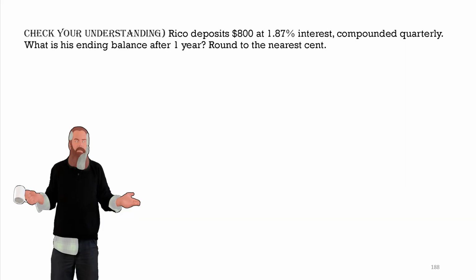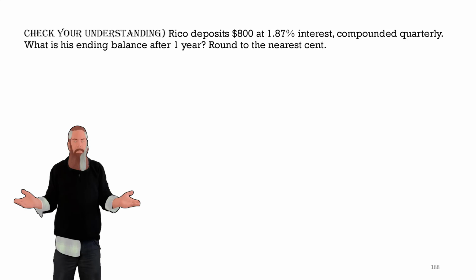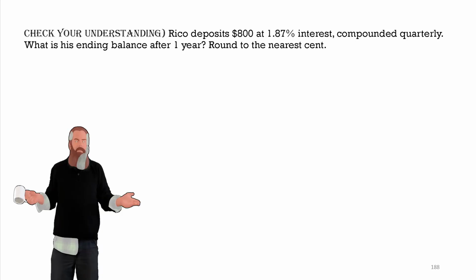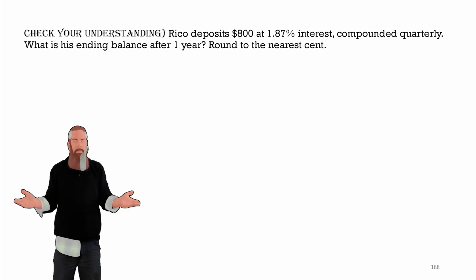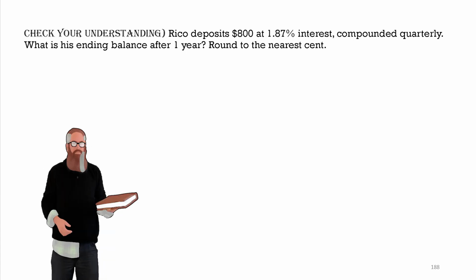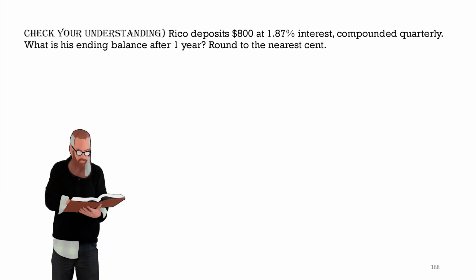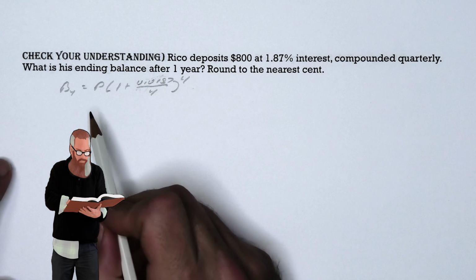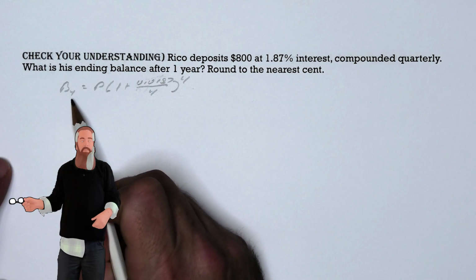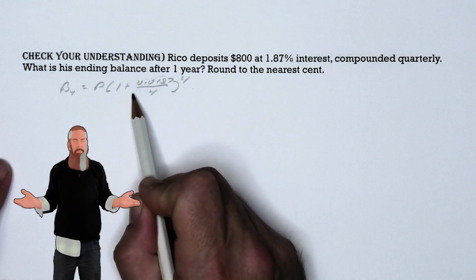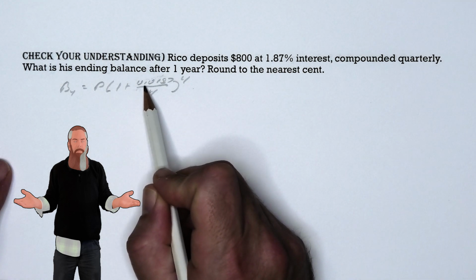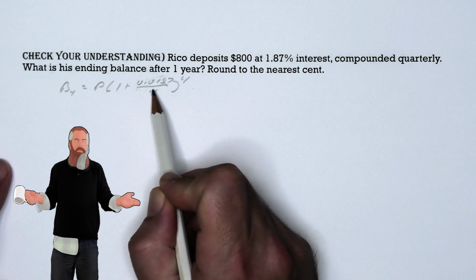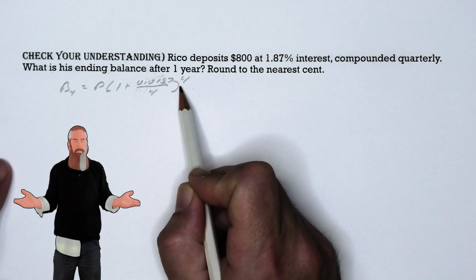Let's check our understanding of this. Rico deposits $800 at 1.87% interest, compounded quarterly. What is the ending balance after 1 year? And we're going to round this to the nearest cent. Now we already know the formula from the previous example where B4 is P times 1 plus the interest rate of 0.0187 divided by 4 to the 4th power.